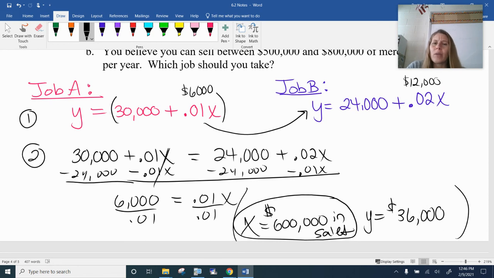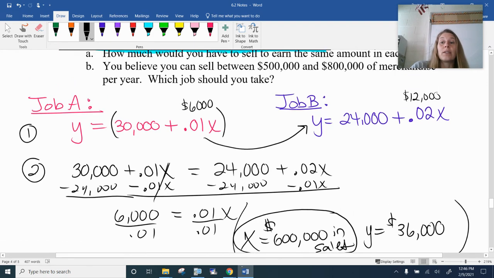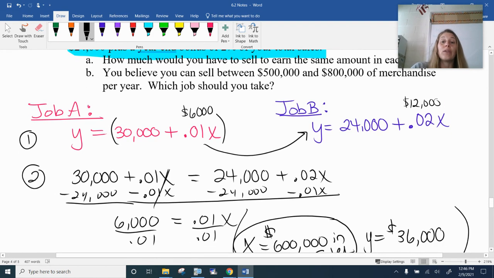Another option that people sometimes do is they'll look and see, well, what did the previous person do? So let's say, for example, it says part B. You believe you can sell between 500,000 and 800,000. Which job should you take? And there's really no right answer because 500,000 is a little lower than the 600. So if you only sell 500,000, you do stand to take a little bit of a loss if you choose the higher commission job. 800,000, 700,000, more than that though. So for part B, if I gave you that on a quiz, there would be no right or wrong as long as you could defend your answer and explain why you chose that.